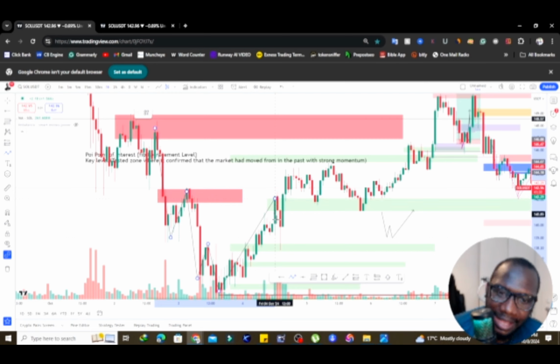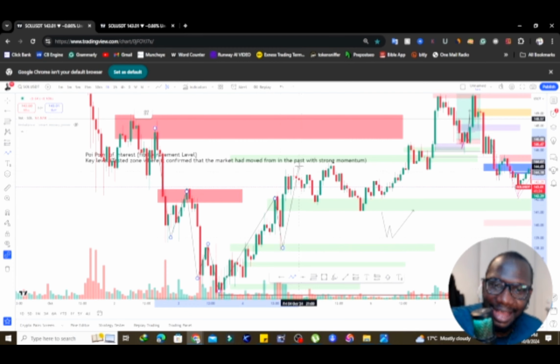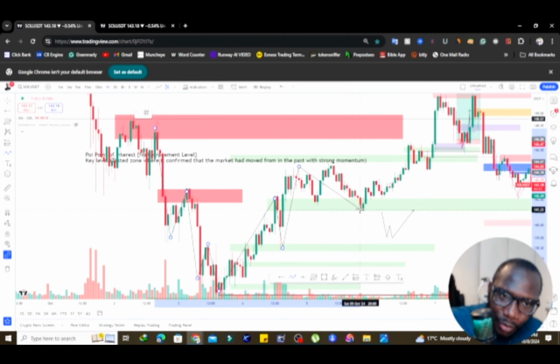So here the market creates a pullback, which shows me a change of market direction. Then it creates a higher high and a higher low. But I told you that as long as the market has not broken this key level, anything that happens around this place, I have to be patient. So the market comes from here and creates a new higher high. So this place now happens to be a key level.